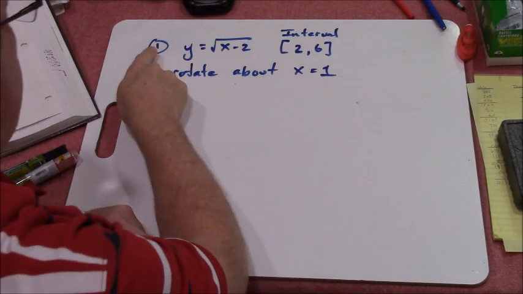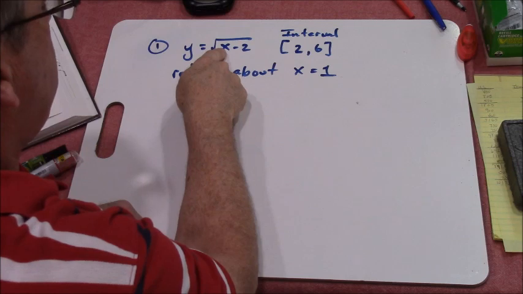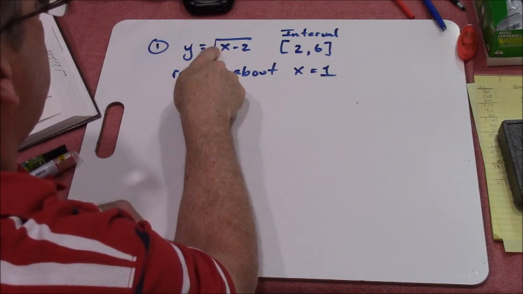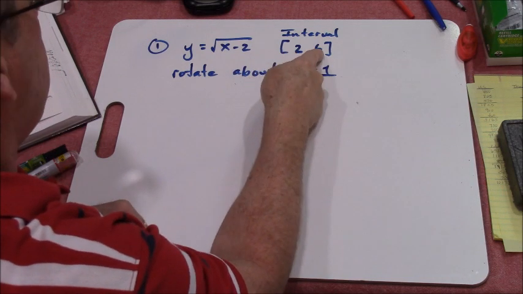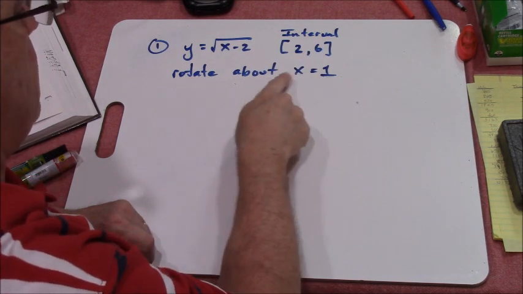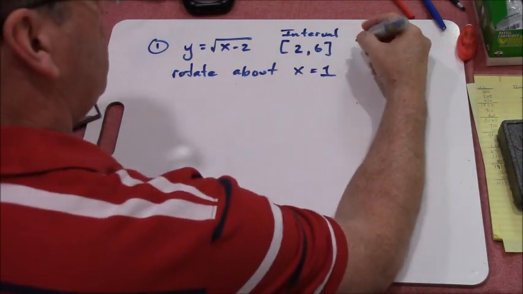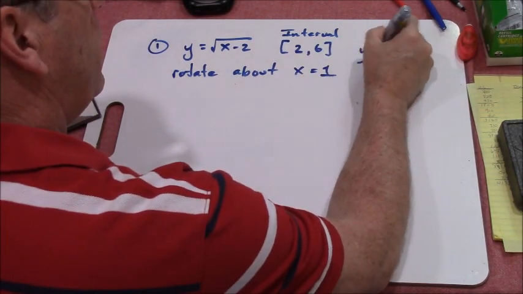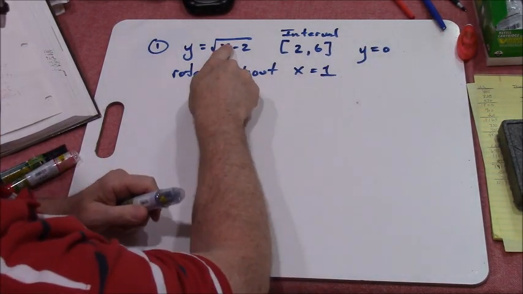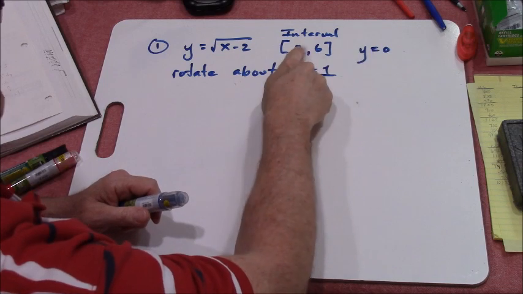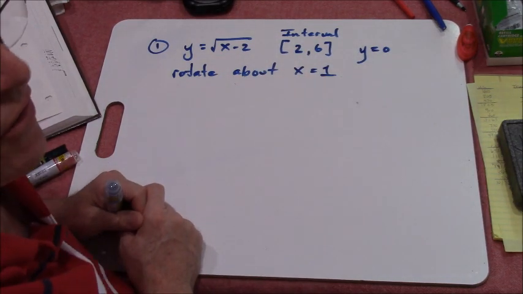All right, so here's the problem we want to work with. We're going to take the equation y equals square root of x minus 2. It's just a square root function that's been shifted to the right 2 units on the interval 2 to 6, and we're going to rotate that about the line x equals 1. I should also say that this is bounded by y equals 0, which is the x-axis. So we're taking the area underneath this curve down to the x-axis on the interval 2 to 6, rotating that about where x equals 1. You guys go ahead and try that.